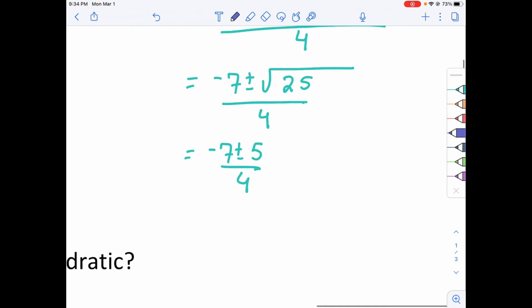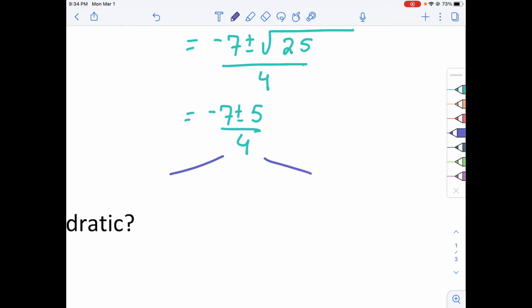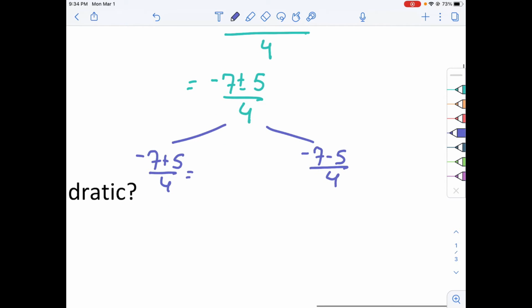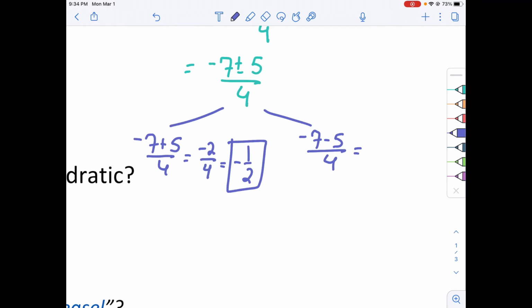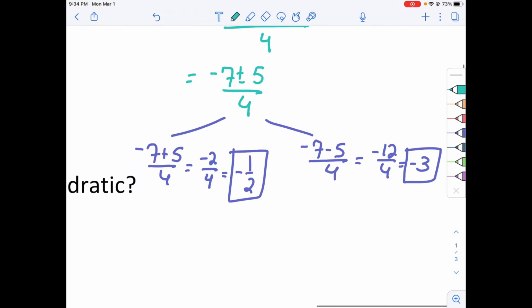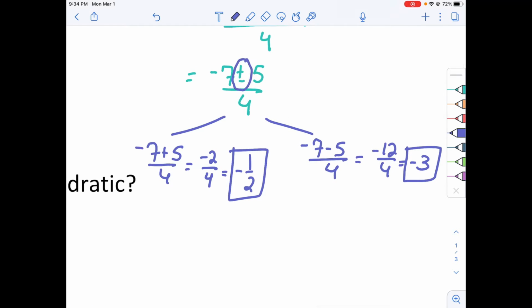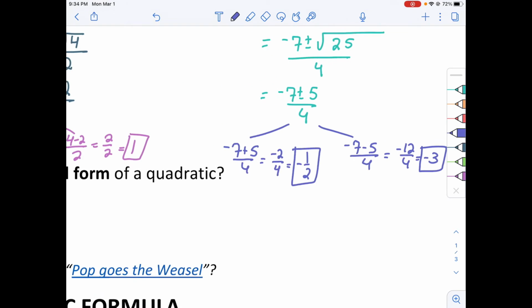And then we can split it into its two cases again. That's negative 7 plus 5 over 4, and negative 7 minus 5 all over 4. Negative 7 plus 5 is negative 2 divided by 4, so negative 2 over 4 would be negative 1/2. On the other side here, we have negative 7 minus 5, which would give us negative 12 over 4. Negative 12 divided by 4 is negative 3. So there's our two numbers. All right. And whenever you have a plus or minus like this, it's always going to be two numbers. So make sure you get two numbers out of there.